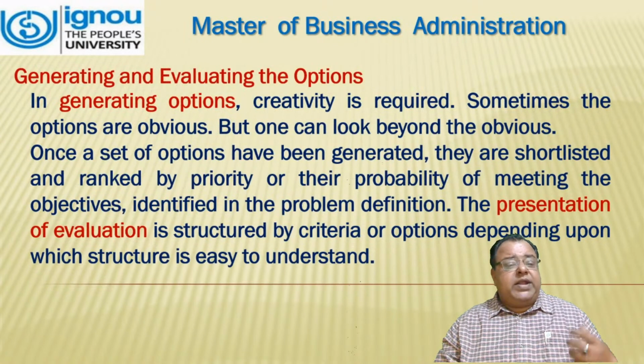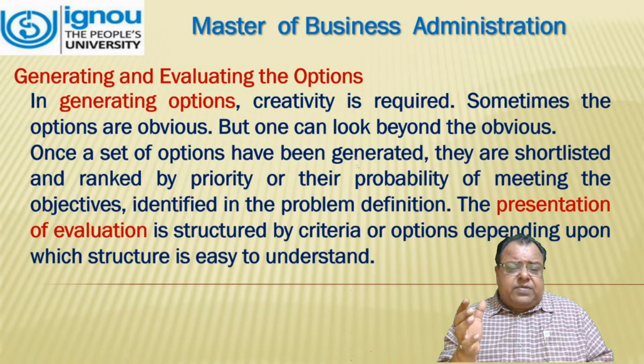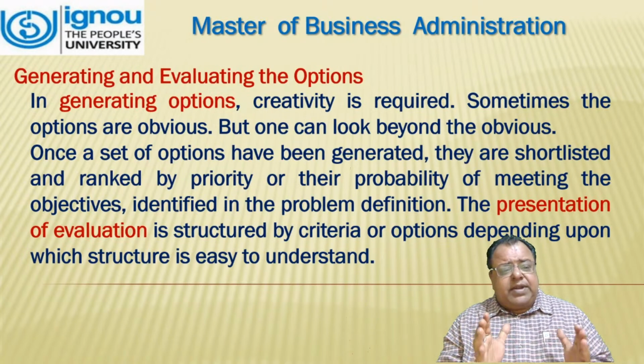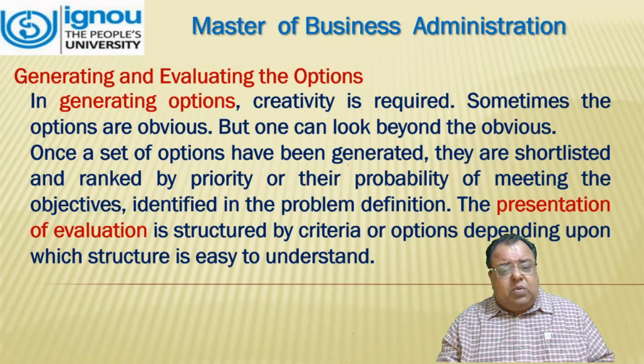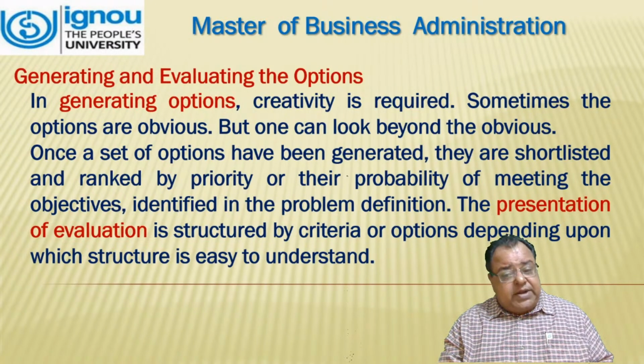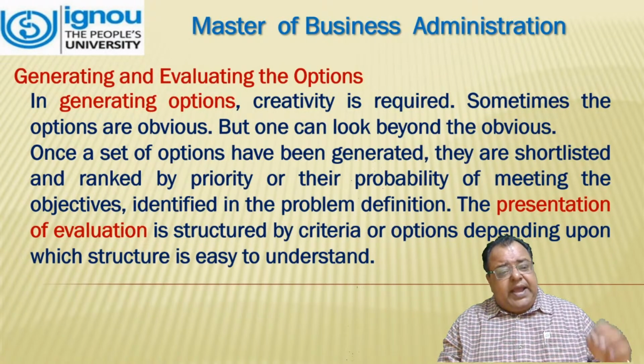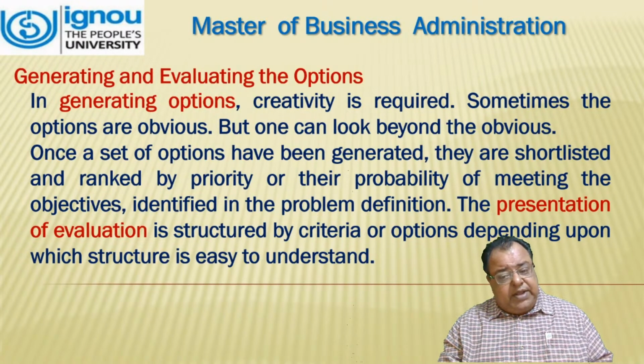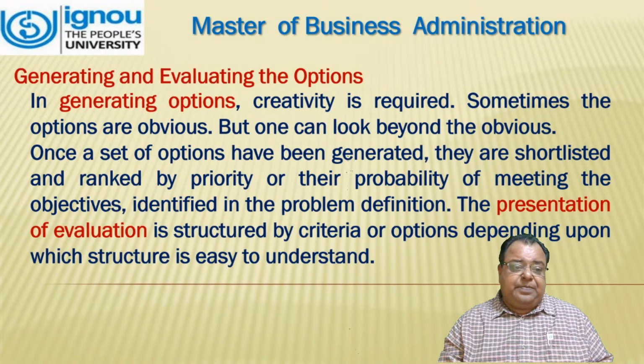Generating and evaluating the options. In generating options, creativity is required. Sometimes the options are obvious, but one can look beyond the obvious. Once a set of options have been generated, they are shortlisted and ranked by priority or their probability of meeting the objectives identified in the problem definition. The presentation of evaluation is structured by criteria or options, depending upon which structure is easy to understand.